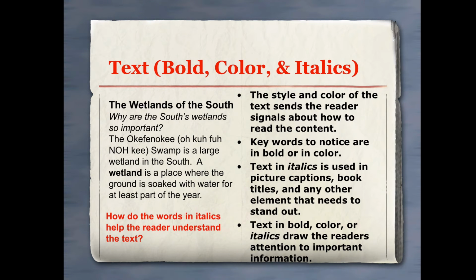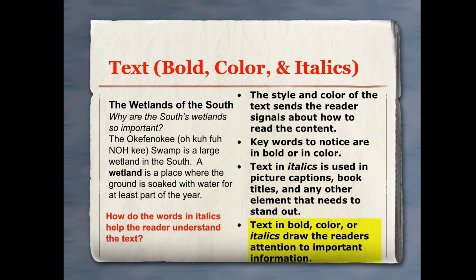Okay, the text itself, some parts of the text can be in bold or stand out with color or just written differently in different italics or font. And that helps send you a signal or send you a message for it to notice it. So the style and color of the text sends the reader signals about how to read the content. Key words are usually in bold or in color. Text in italics is used in picture captions or book titles or anything else that needs to just stand out. Draws your attention to important information.